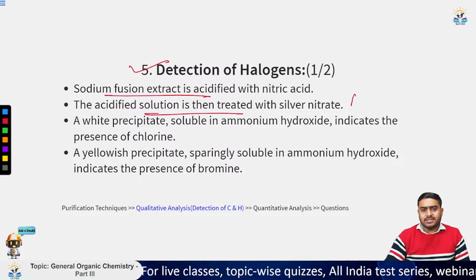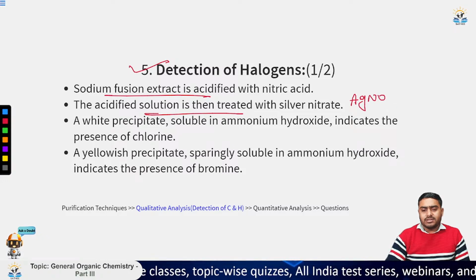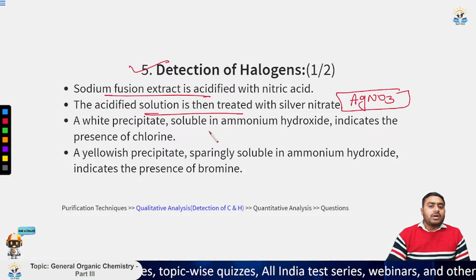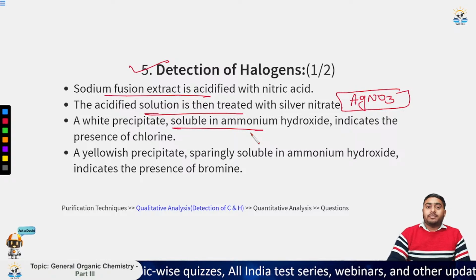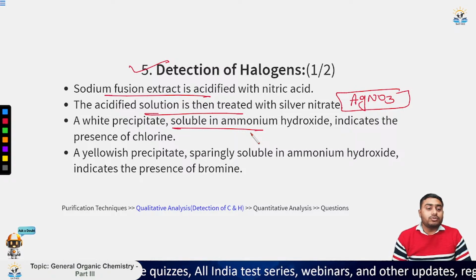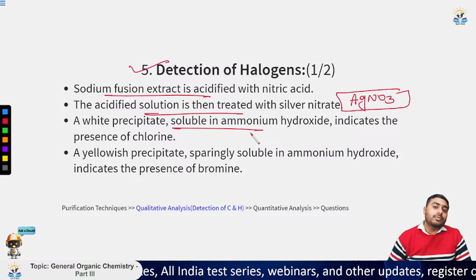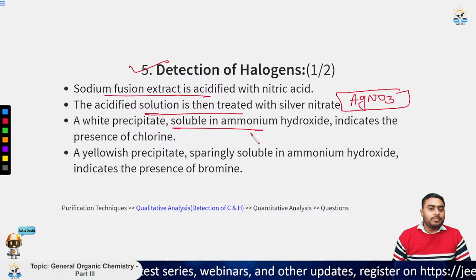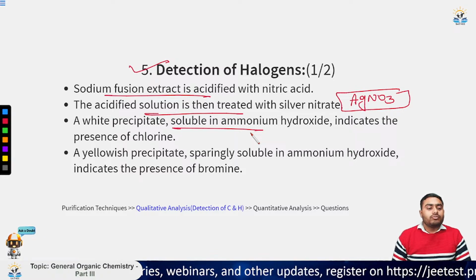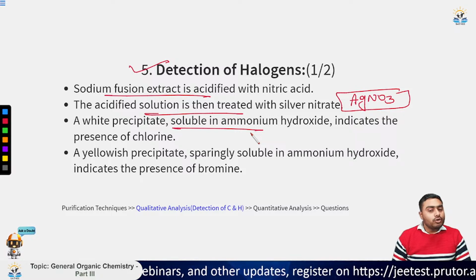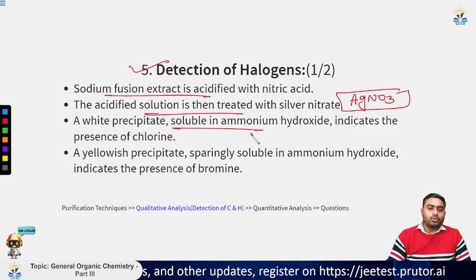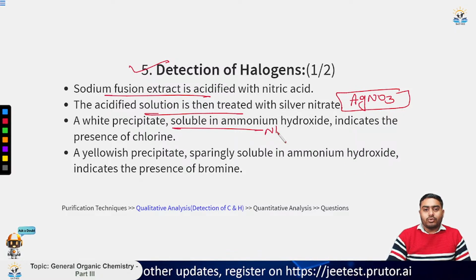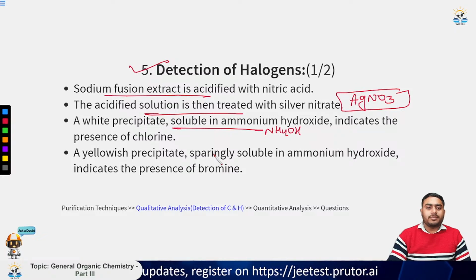Silver nitrate is AgNO3. A white PPT forms. You have to remember the color, because the question can ask directly from colors and the compounds or the reactions. White PPT soluble in ammonium hydroxide, which is a weak base, NH4OH, indicates the presence of chlorine.